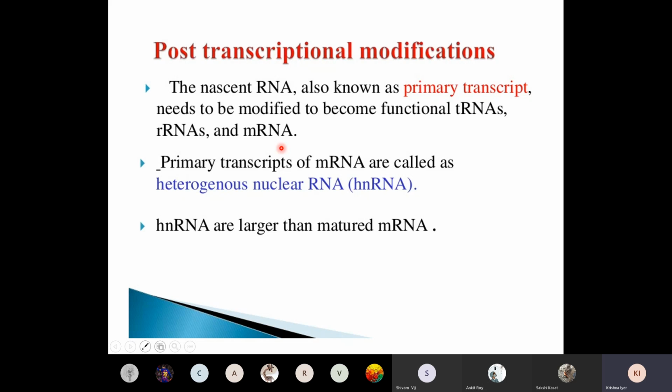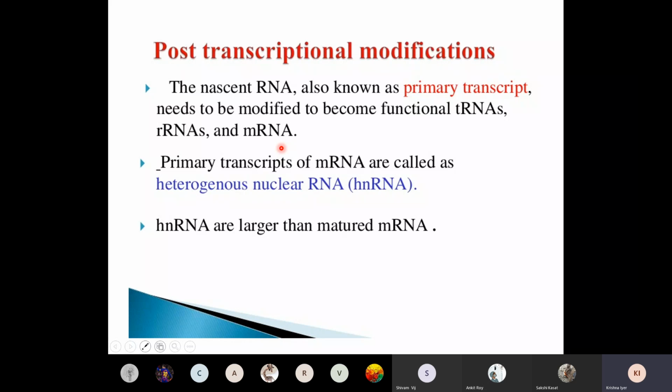So in both prokaryotes and eukaryotes, when you get a primary transcript related to tRNA, it is going to be subject to post-transcriptional modification. Likewise, both in prokaryotes and in eukaryotes, when you get a primary transcript related to ribosomal RNA, there also it is going to be subject to post-transcriptional modification.